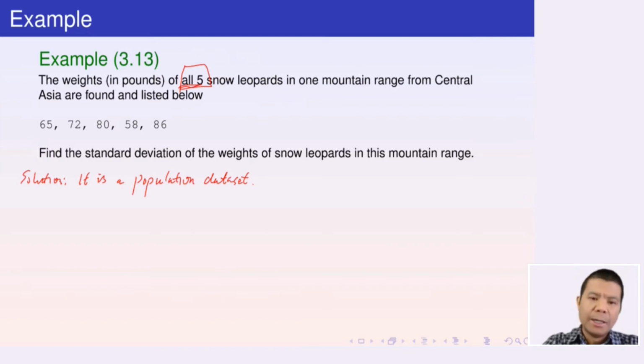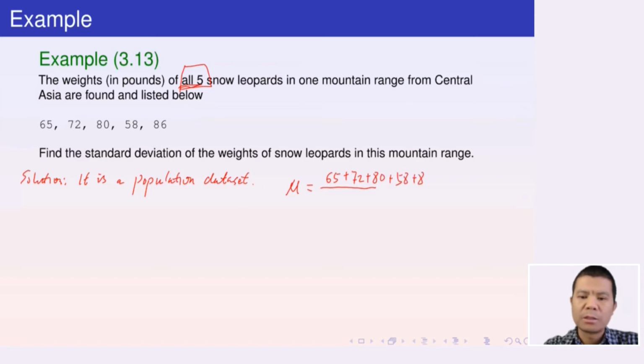Now, what shall we do? First step, we are going to find the mean. Since it's a population data set, we are using mu as the population mean. So it equals the summation of all these values, 65, 72, 80, 58, plus 86, over 5.